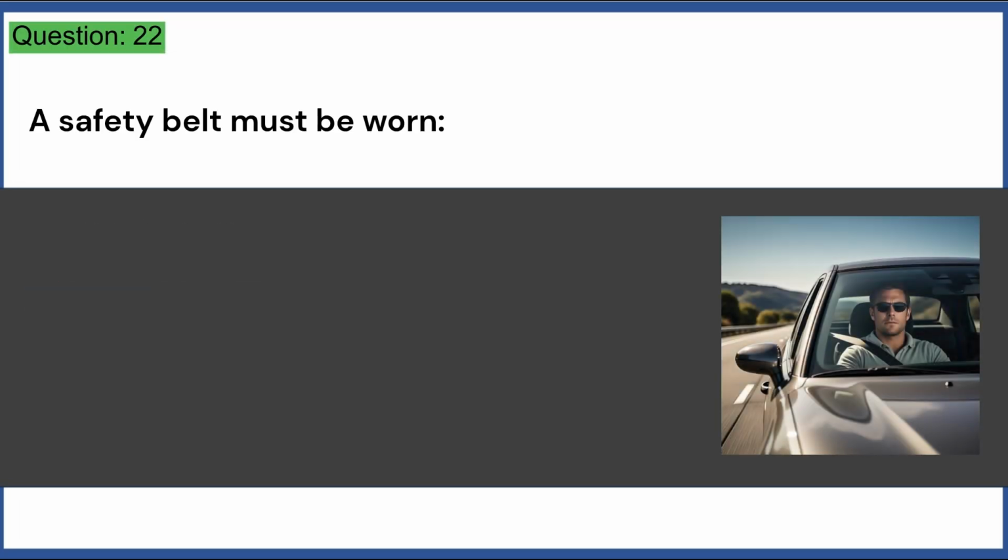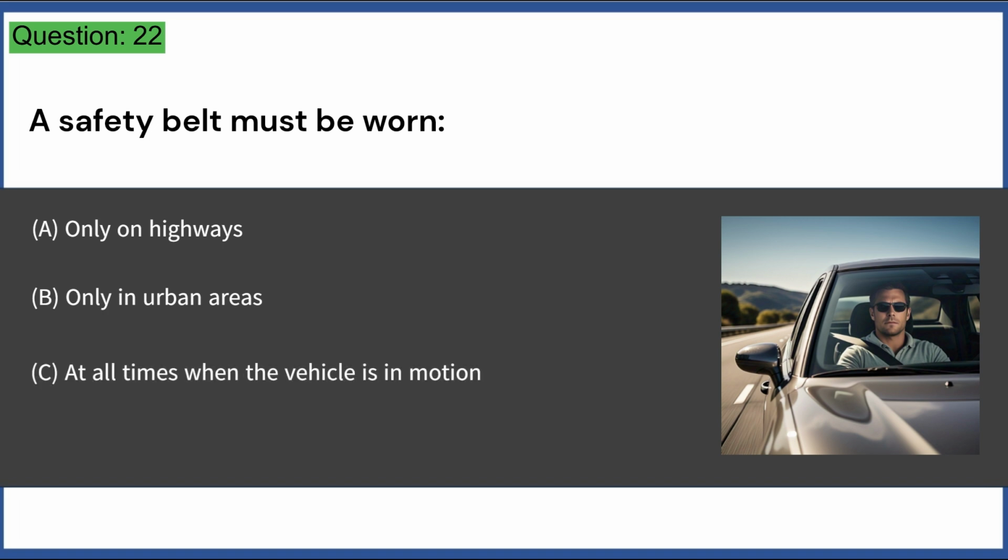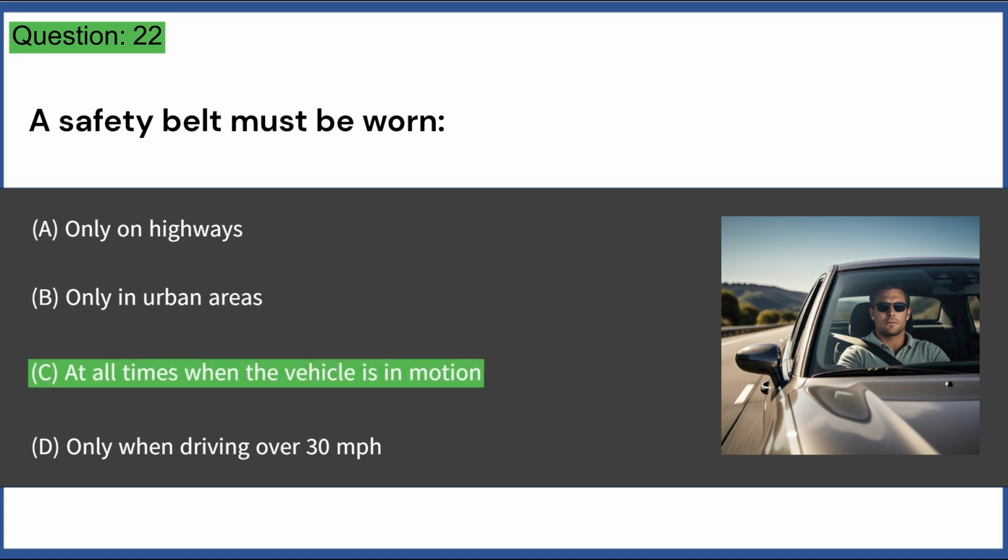A safety belt must be worn: A. Only on highways. B. Only in urban areas. C. At all times when the vehicle is in motion. D. Only when driving over 30 miles per hour. Answer: C. At all times when the vehicle is in motion.